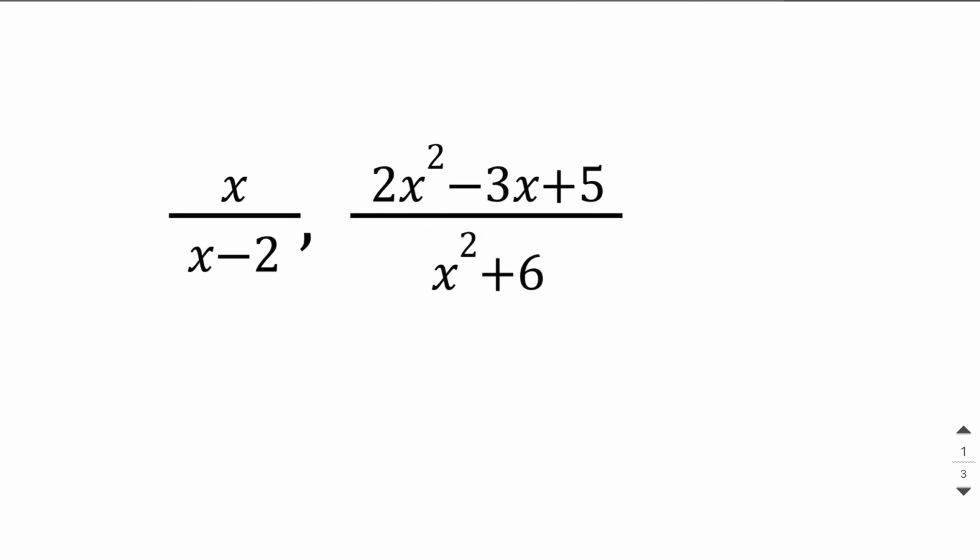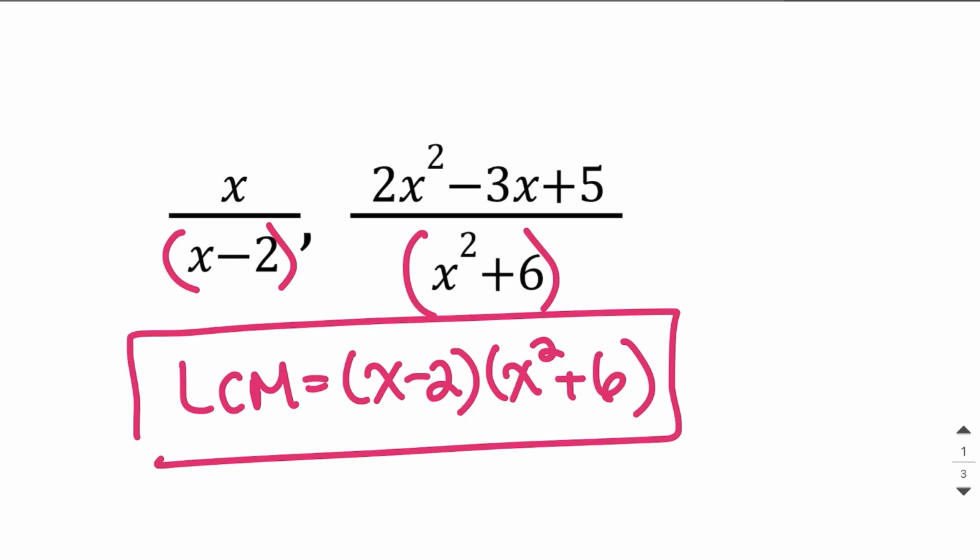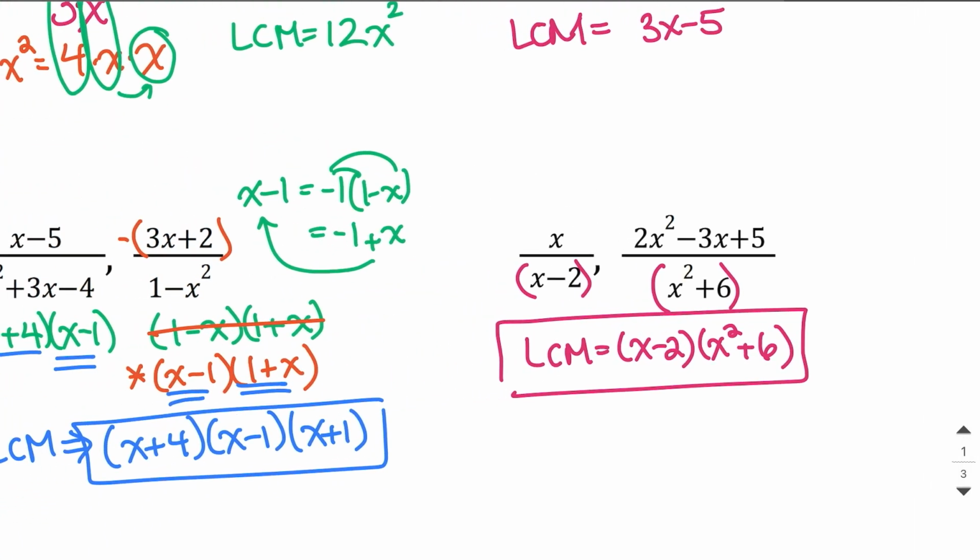In this denominator, I can't factor that any further. So my LCM is going to have a factor of x minus 2, and then another factor of x squared plus 6, and that's it. That's all I can do right here, and I found my least common multiple. This is all review from grade 11 math, but this is good review to help us out when we start to solve these rational equations.